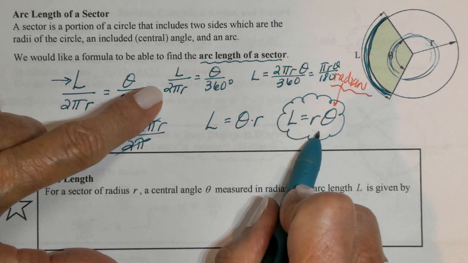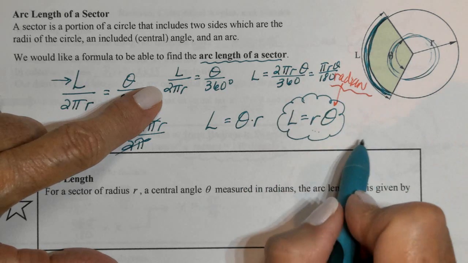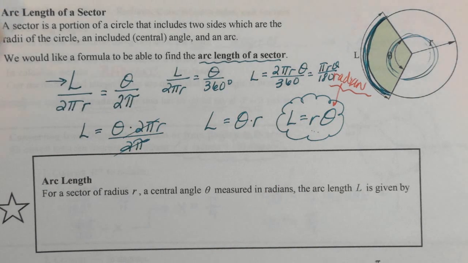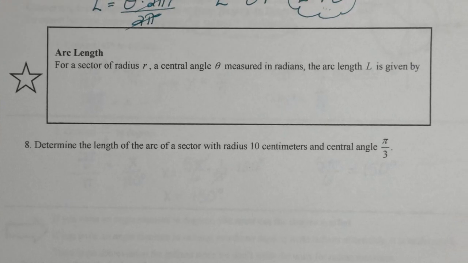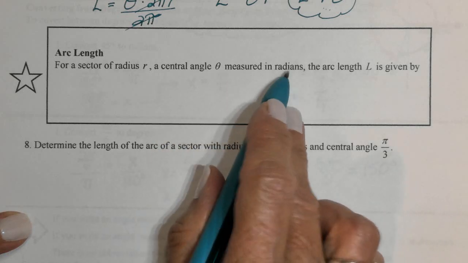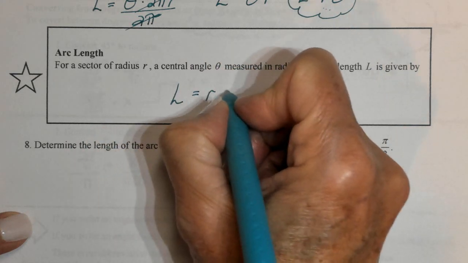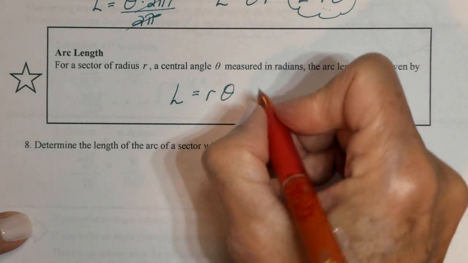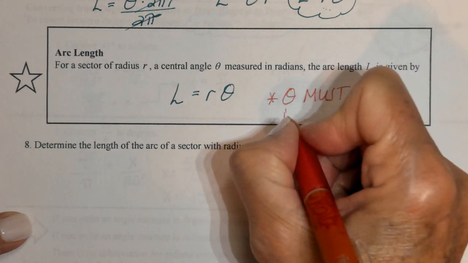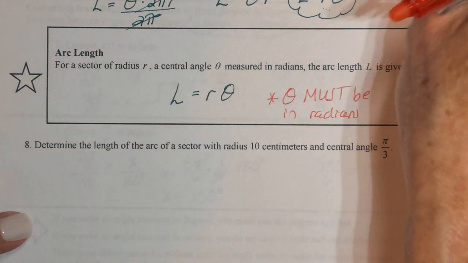Isn't this formula easier than this formula? Yes. Radians make life easier. So we're going to use radians. For a sector of radius r, central angle theta, measured in radians, the arc length L is given by r theta. But make yourself a note: theta must be in radians. And if you forget this little formula, the derivation of it is so simple.